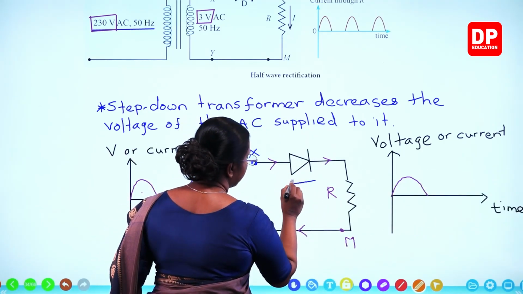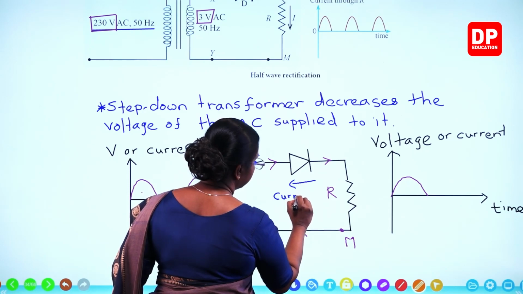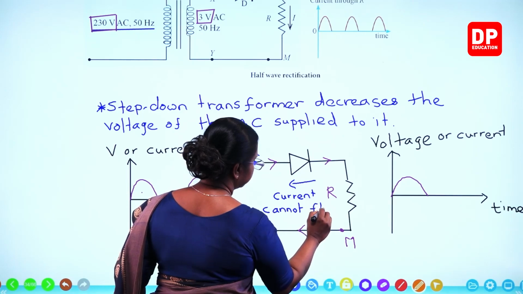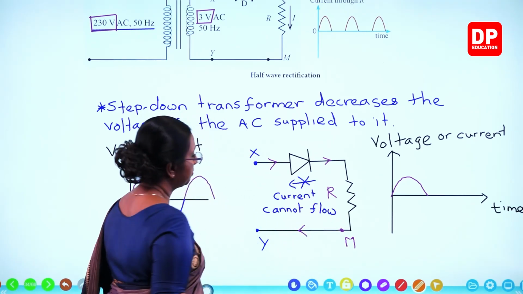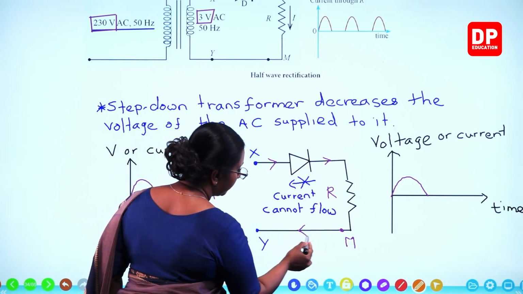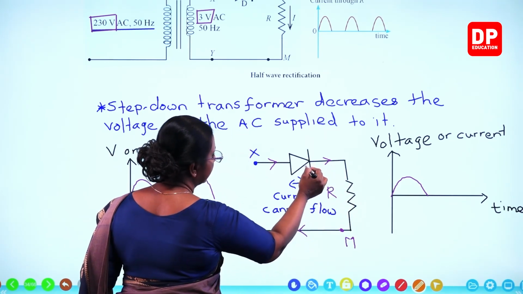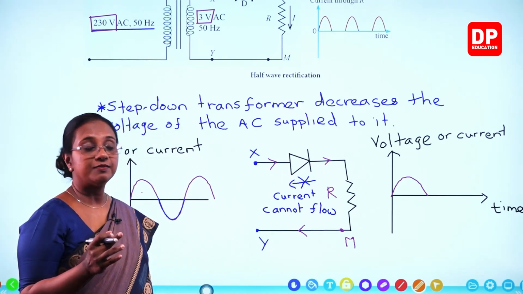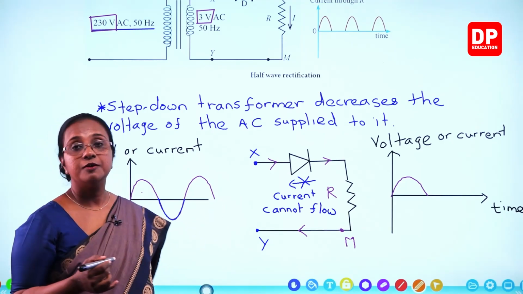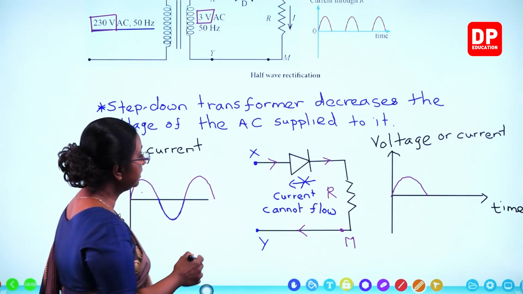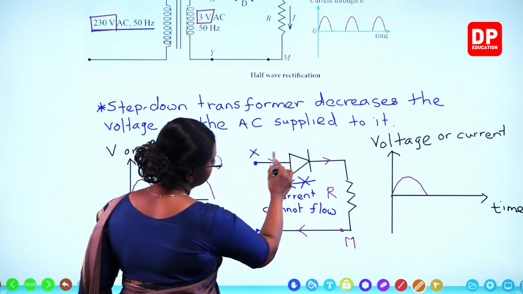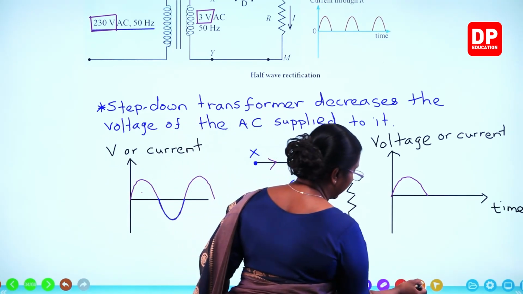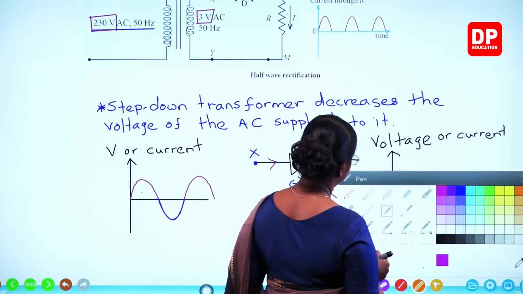This way, current cannot flow. Now, this is not possible. Now, even if the current comes this way through the resistor, but at this point, the diode will be reverse biased. So, because of that, that current cannot flow. Then again, the direction will change to X, then through the diode, it will flow.